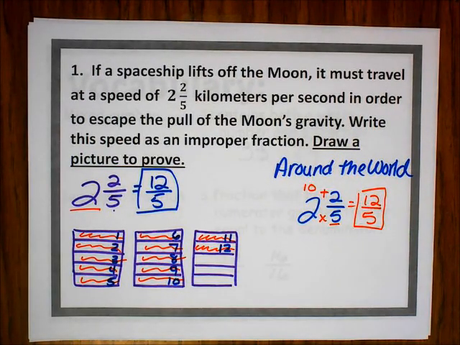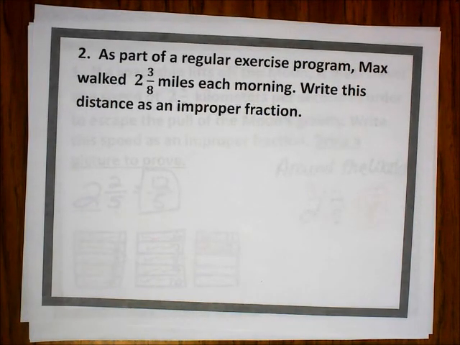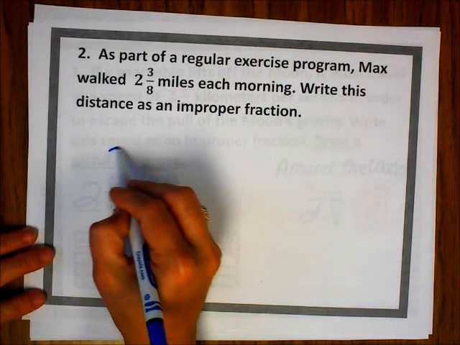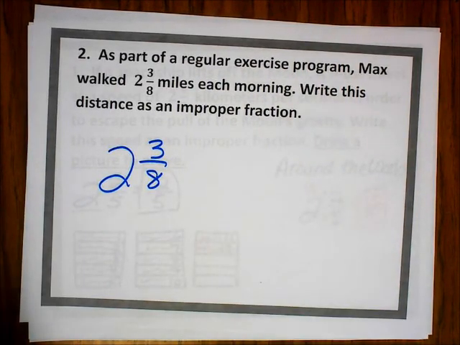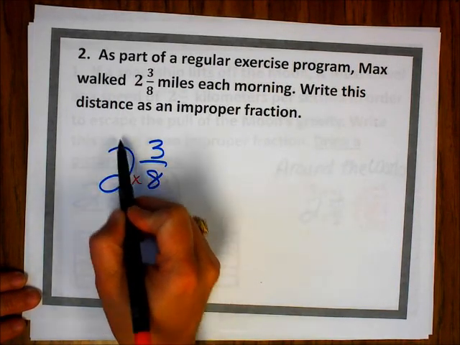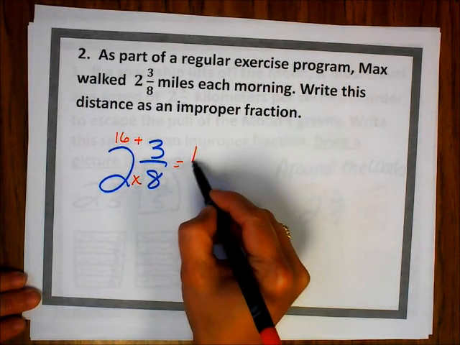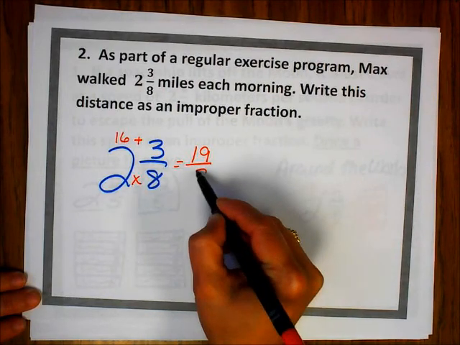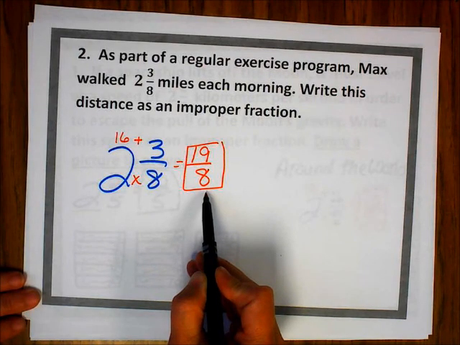Let's try another example together. Number 2. As part of a regular exercise, Max walked 2 3/8 miles each morning. Write this distance as an improper fraction. So we have 2 3/8. We're going to use our around the world strategy. So denominator times whole number. So 8 times 2 is 16. Then we add our numerator. 16 plus 3 is 19. Don't forget our denominator stays the same. So 2 3/8 is equivalent to 19/8.